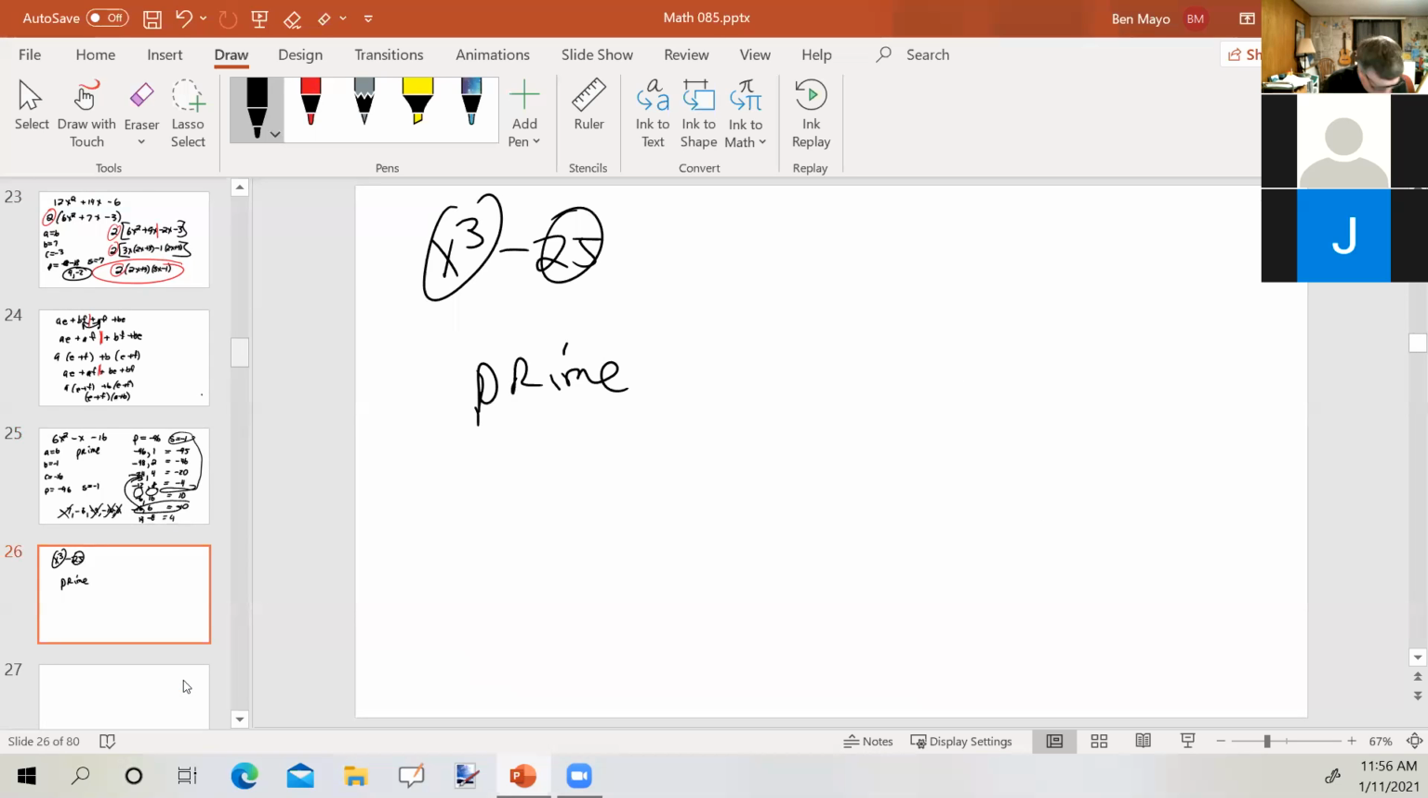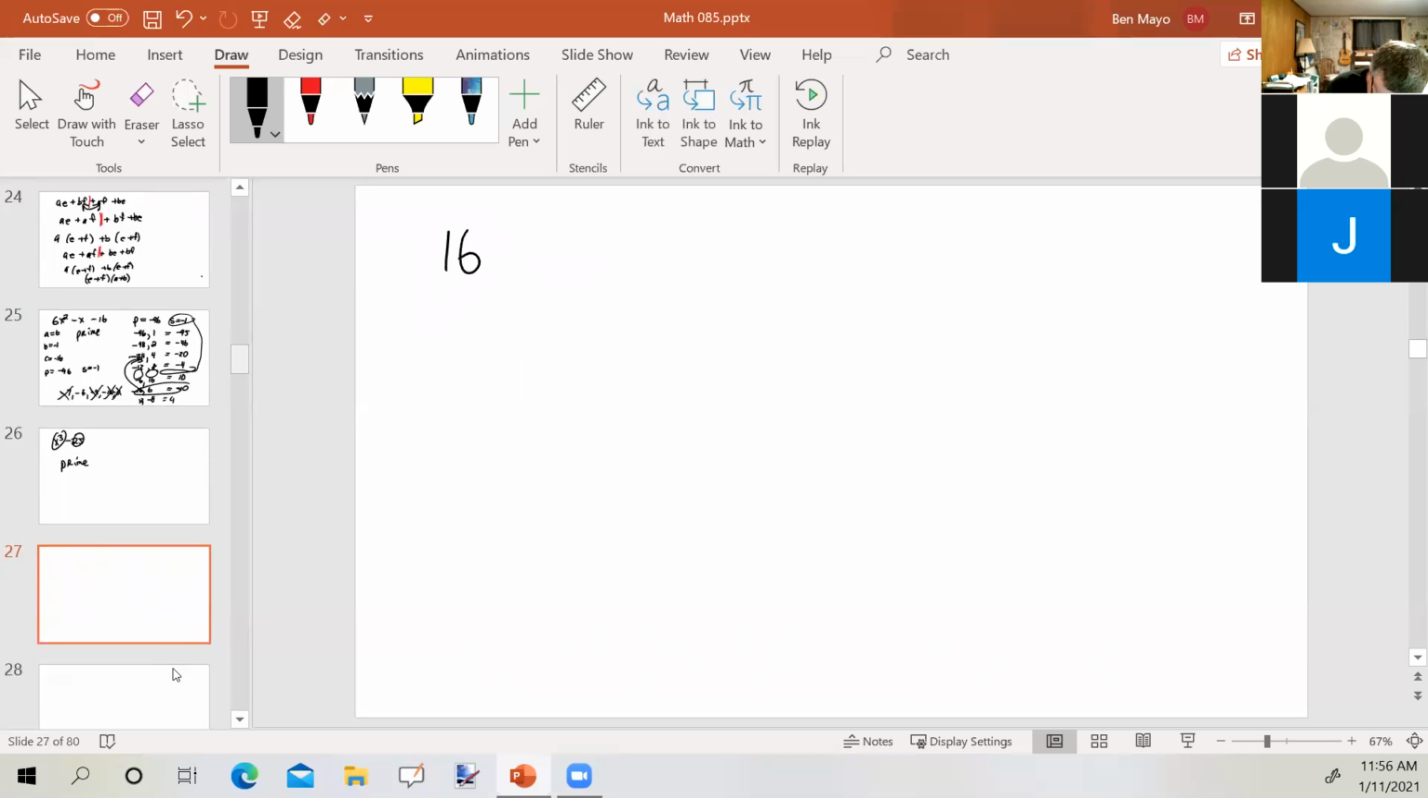How about this one? 16d squared minus 56dz plus 49z squared. This is a trinomial in standard form. Let's see. I don't think there's a greatest common factor.